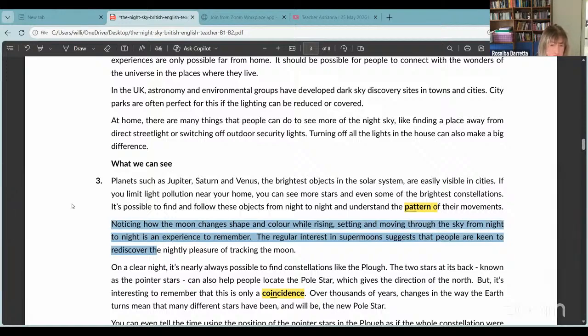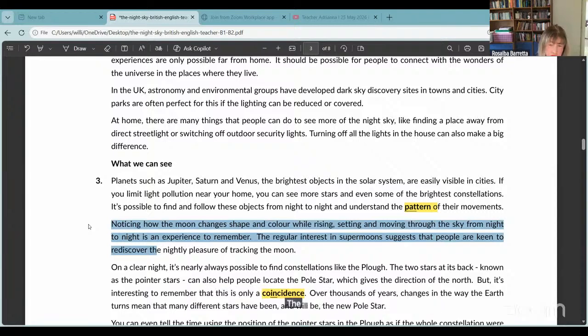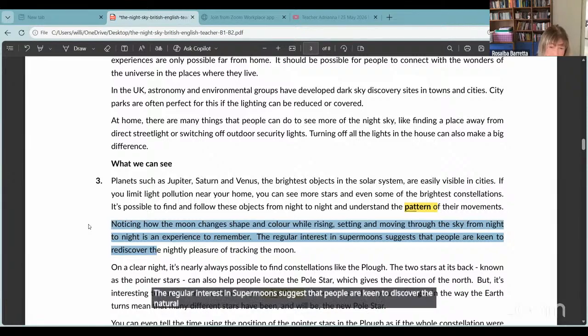Noticing how the moon changed shape and color while rising, setting, and moving through the sky from night to night is an experience to remember. The regular interest in supermoons suggests that people are keen to discover the nightly pleasure of tracking the moon.